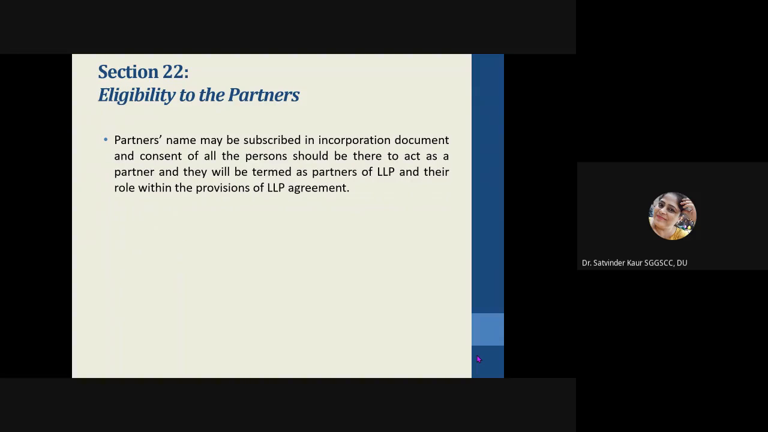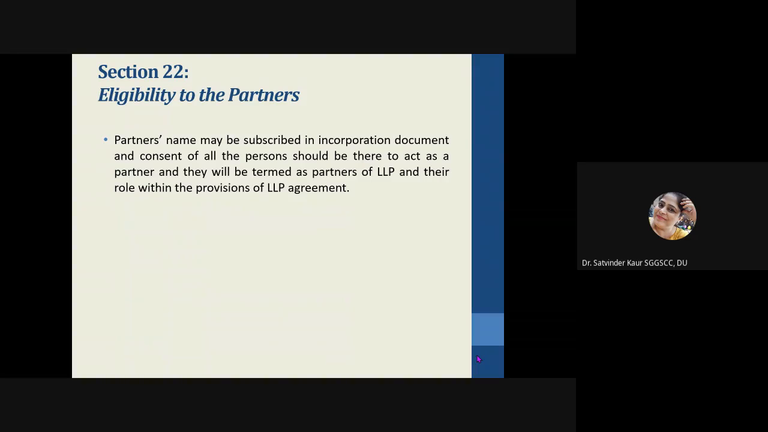Then we talk about the consent of the partners. All the partners' names must be given in the incorporation document, and consent of all the partners should be there to act as a partner of the LLP, and they will be termed as partners of LLP, and their role is within the provisions of the LLP agreement. So they are supposed to work as per the details given in the LLP agreement. So they must have given consent to all the things in the LLP agreement. Moreover, they must have agreed to act as the partners in the organization.